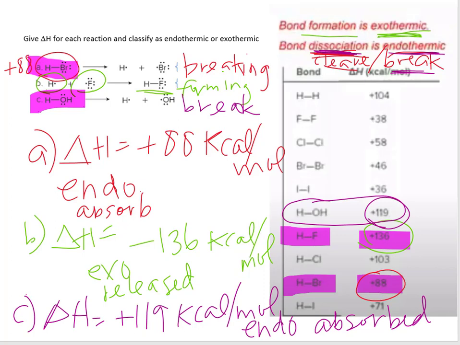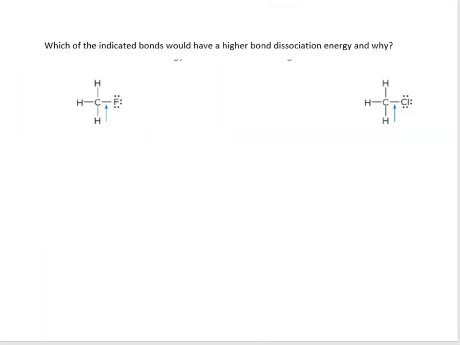All right, good job. Here's something to look at. Here I have two different molecules, and we want to know which of these bonds would have a higher dissociation energy and why. So here we're looking at carbon fluorine. Well, we've got CH3F, and here we have CH3Cl. So here we're specifically looking at the carbon fluorine bond versus the carbon chlorine bond, and to see which one has a higher bond dissociation energy.